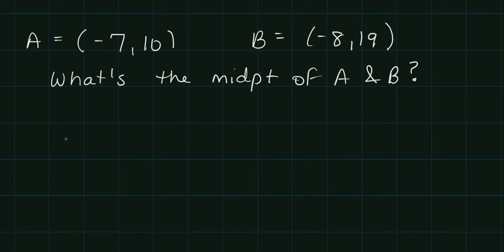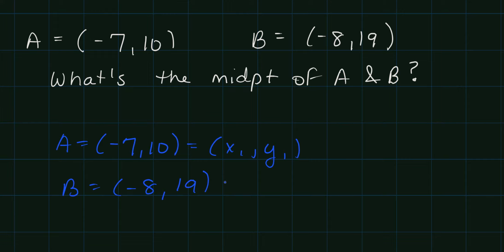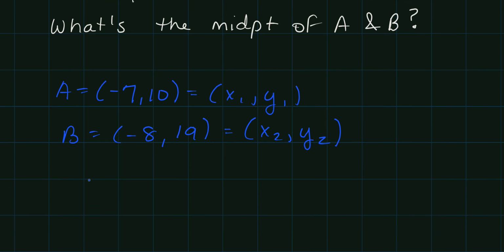Okay, let's find the midpoint. So A, which is -7, 10, this is x1, y1, and B is -8, 19, we're going to call this x2, y2. And again, it doesn't matter if you label A as x2, y2 and B as x1, y1. You're going to get the same answer. So our point C is equal to -7 plus -8 divided by 2, comma, 10 plus 19 divided by 2.